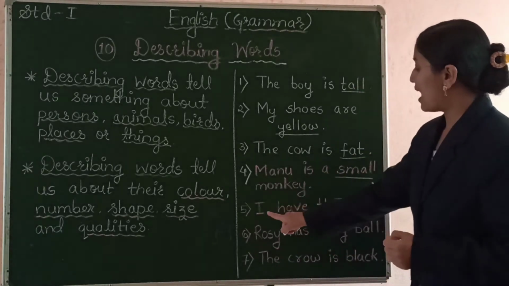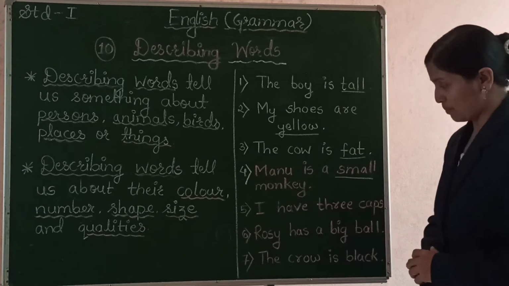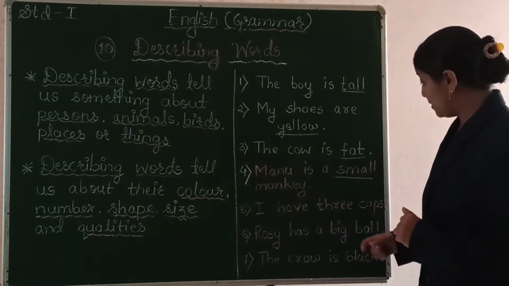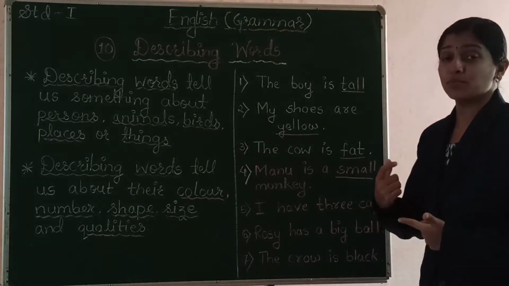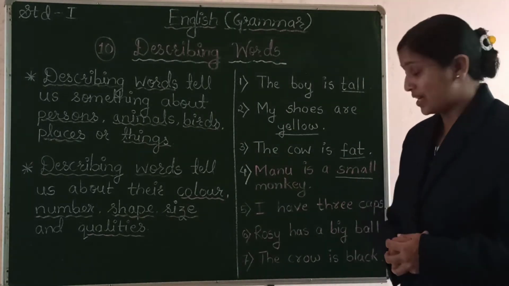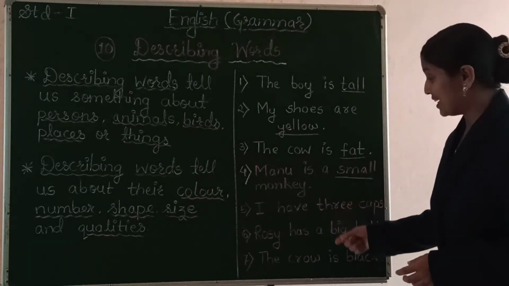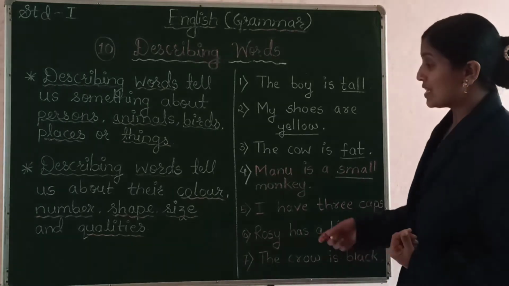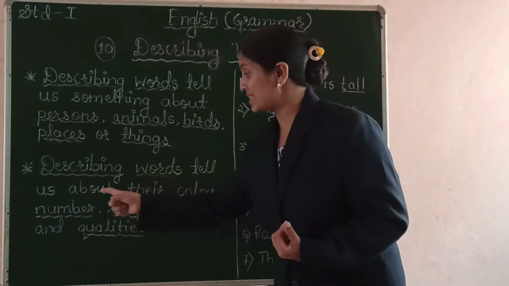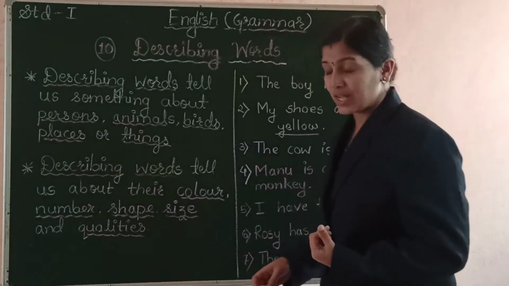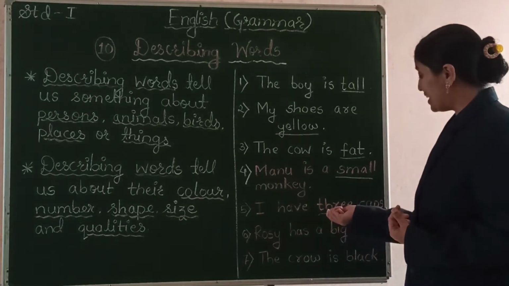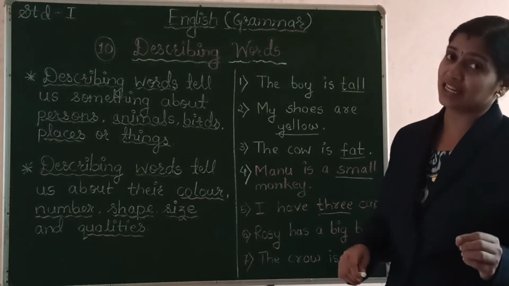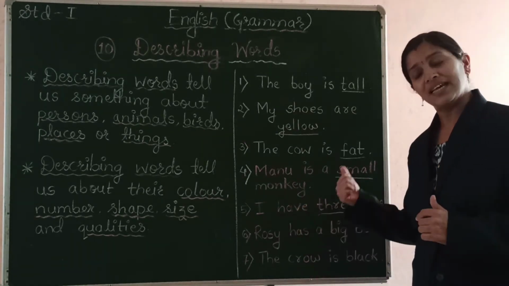The next is I have 3 cats. So in this sentence we are talking about the cats. And which word is giving us more information or telling us about the cats? The word 3. It is telling us about the number of cats. So you can see here, describing word tells us about the number as well. So the word 3 is a describing word because it is telling about the number of the cats.